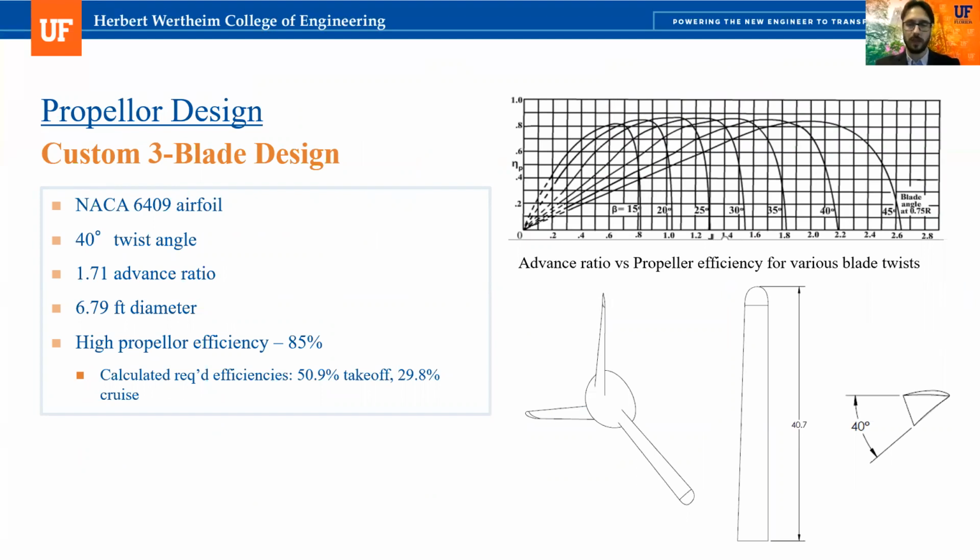Next was the propeller design. So we went with a custom 3-bladed design. As you increase the number of propeller blades, you lose propeller efficiency. We wanted to keep that very high. So we use this NACA 6409 airfoil with a 40-degree twist angle, as you can see in the graphic on the right. That 40-degree correlates to a high propeller efficiency for a 3-bladed design. And for our almost 7-foot diameter propeller, we calculated a propeller efficiency of 85%. We then calculated the required propeller efficiencies for various performance regimes, including takeoff and cruise, and found that our design successfully completed those requirements. Next slide, please.